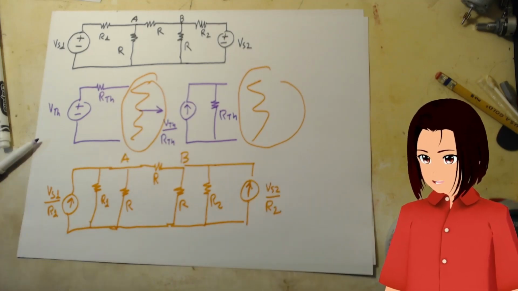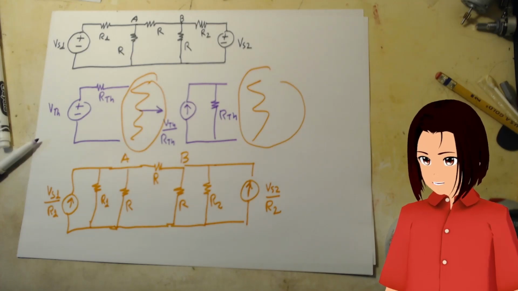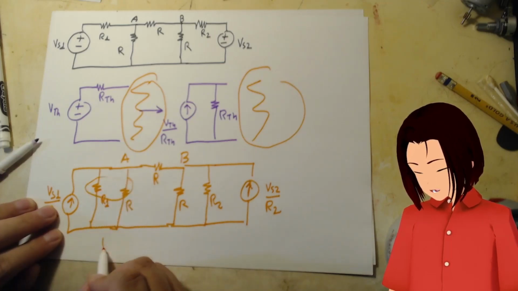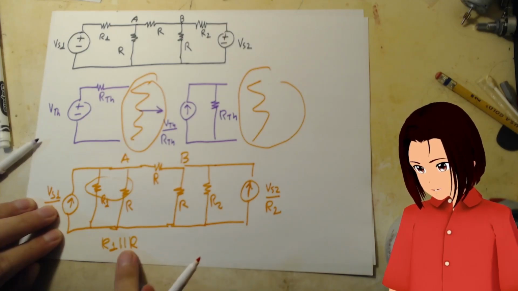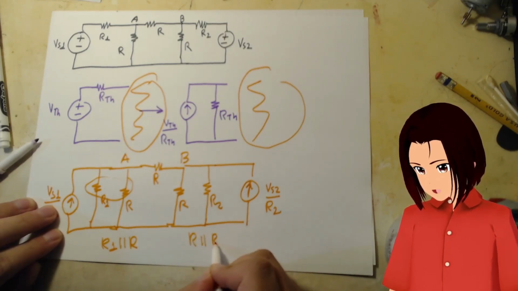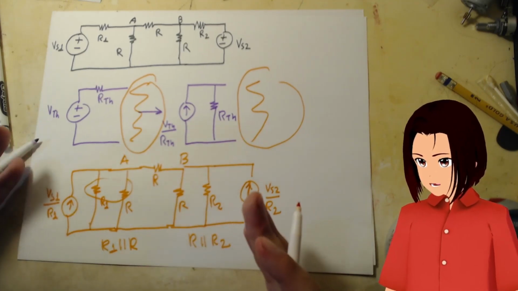So here's your equivalent circuit. This makes it easy. We can easily set up the node voltages from this. It's so much easier to do this. And you can just find the equivalent. These guys are just R1 in parallel with R, that's the equivalent resistance, and same with this, R in parallel with R2. So you just find that, and then you still have it.